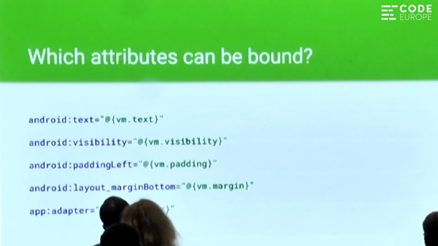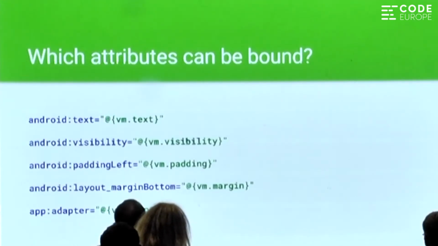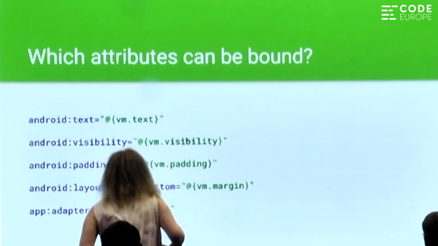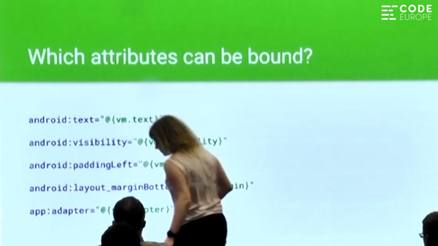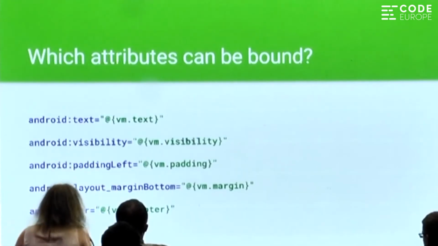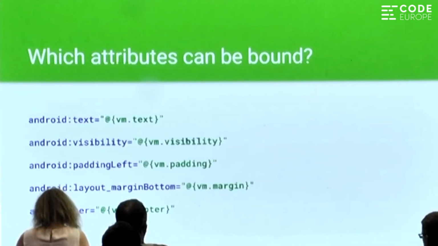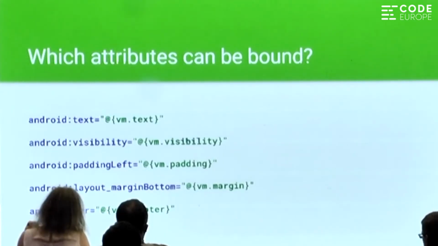Now that we know how binding works, we need to know which attributes we actually can bind to. Most properties of the standard views are already supported. What happens internally in the data binding library is that it looks for a setter with the name of the attribute you want to bind to and the corresponding parameter type. For example, if you want to bind a string value to the Android text attribute, it internally looks for a setText method on the view class with a string parameter.